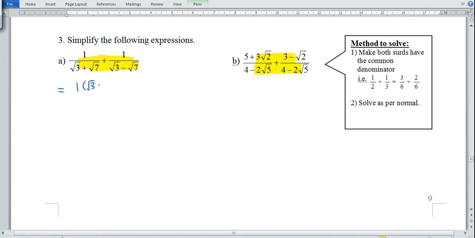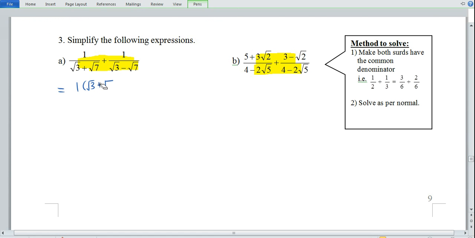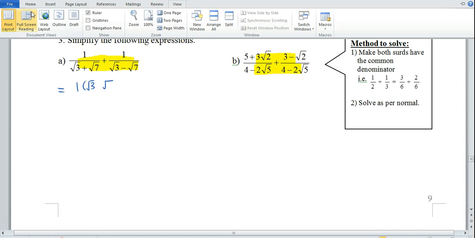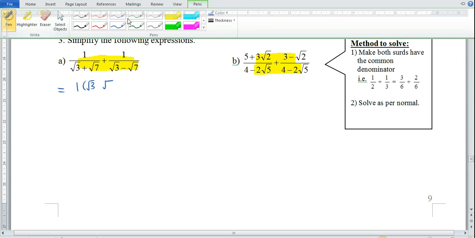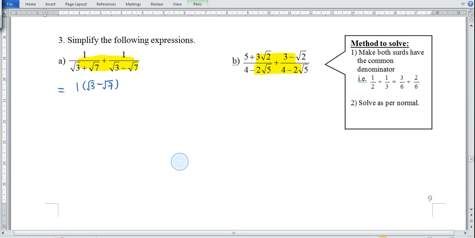their lowest common multiple, so that they have the same denominator. Okay, so the first bracket should be square root 3 minus square root 7. Then the other fraction I will multiply with square root 3 plus square root 7.